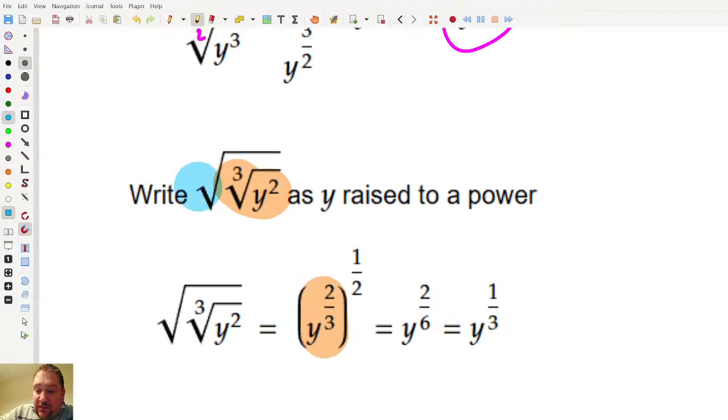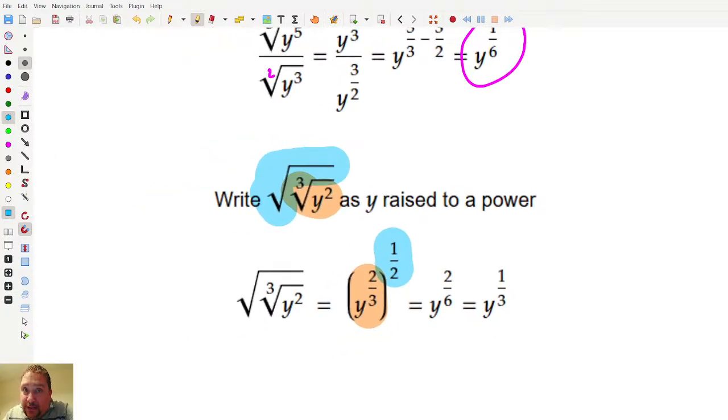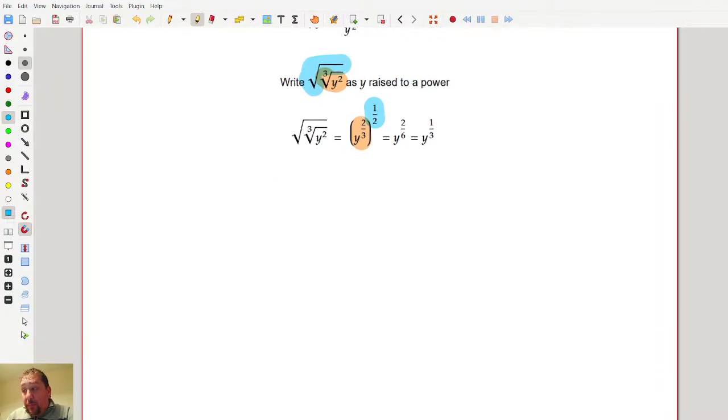And then my outside has an index of 2. So that's how that's structured. And then going back to property of exponents, we remember that stacked exponents multiply. And so 2/3 times 1/2 becomes 2/6, which simplifies to 1/3. So that's our lesson on radicals.